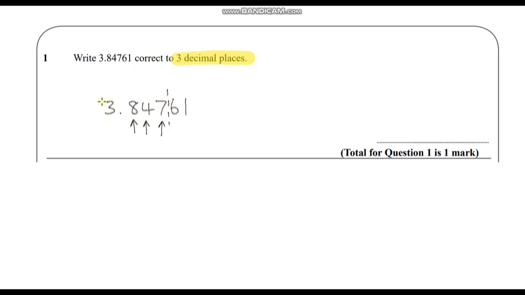Now we're either going to round it down to 3.847 or we're going to round it up to 3.848. In order to determine what we do, we look at the one next to the 7. We look at the 6 here, and because this is greater than 5, we round this 7 up to an 8. So our answer is going to be 3.848. If this number is 5 or bigger, we round this number up. If it's less than 5, we would round it down to a 7.